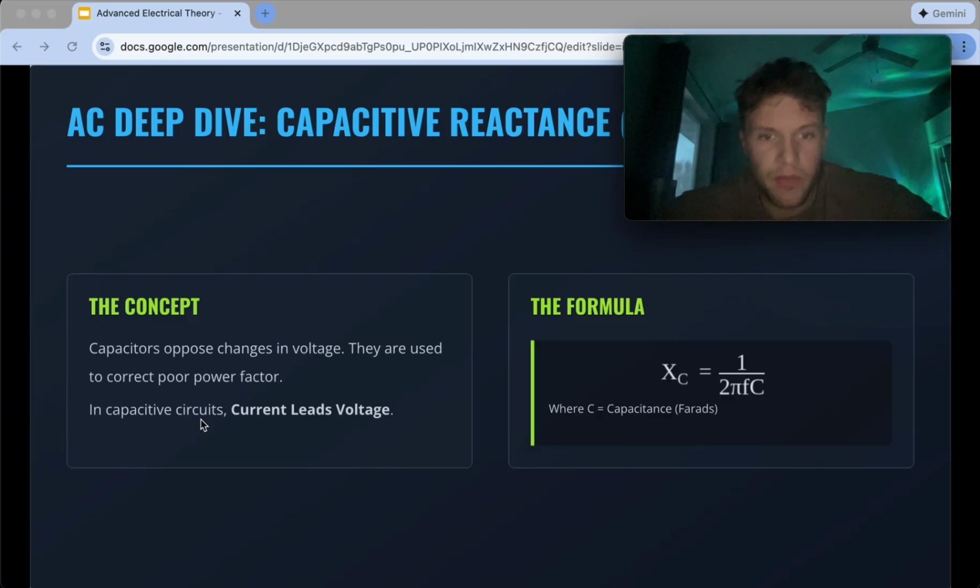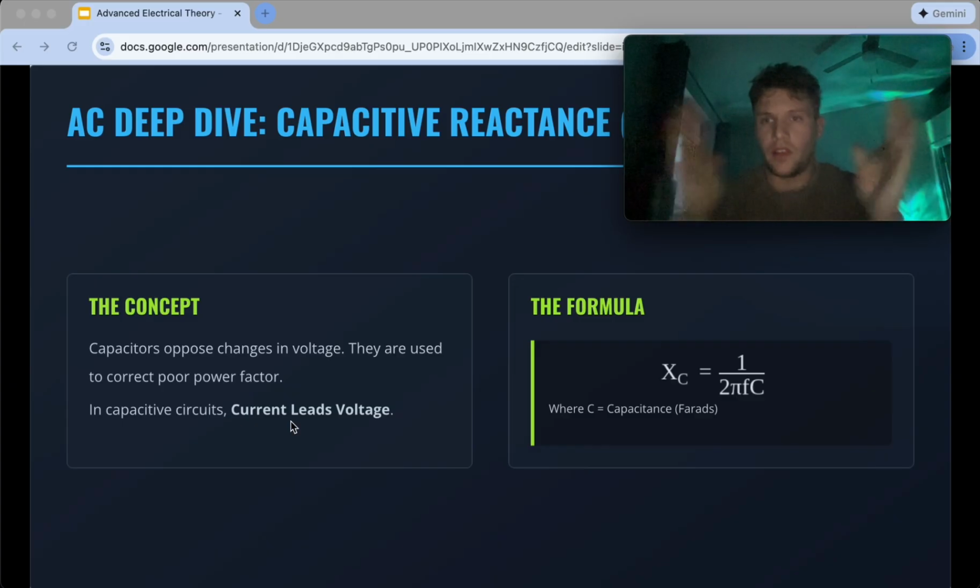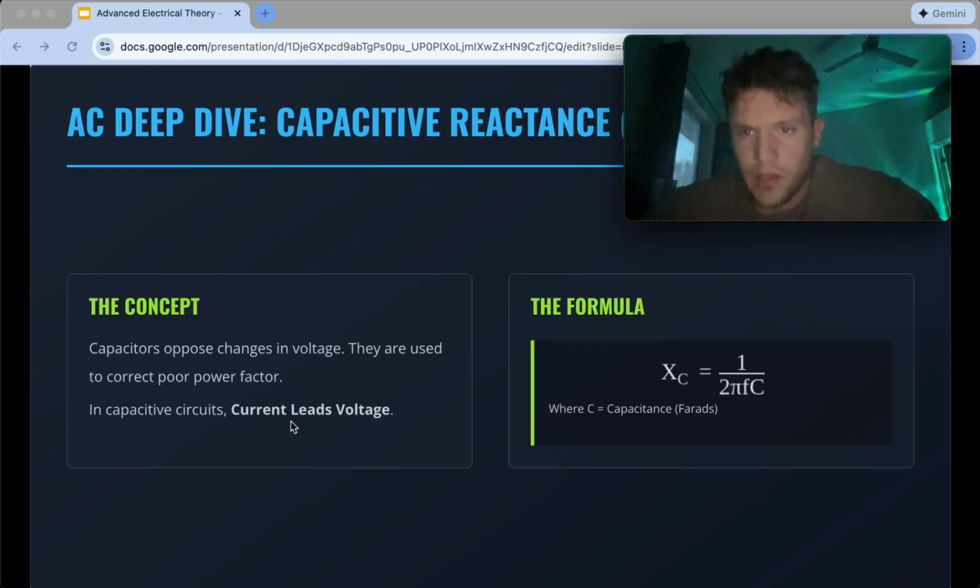Capacitors oppose changes in voltage. They are used to correct power factor. In capacitive circuits, currents lead voltage. So if the inductors lag voltage, this leads, it's going to make it corrected so that the power is being used properly. Capacitance is in farads, and the equation is going to be 1 over 2 pi times the frequency times capacitance, right?